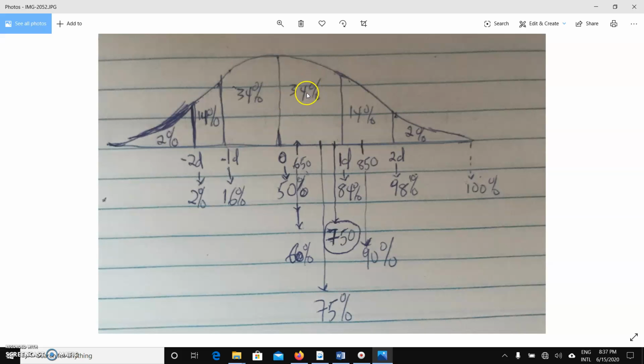Now let me label 34%. I told you the other time I prefer to use this labeling: 34%, then 14%, 14%, 2%, 2%.